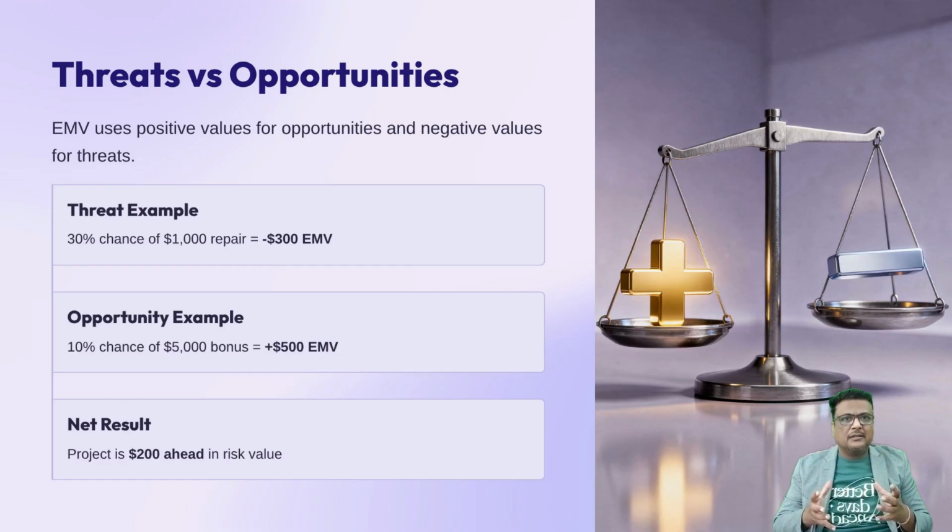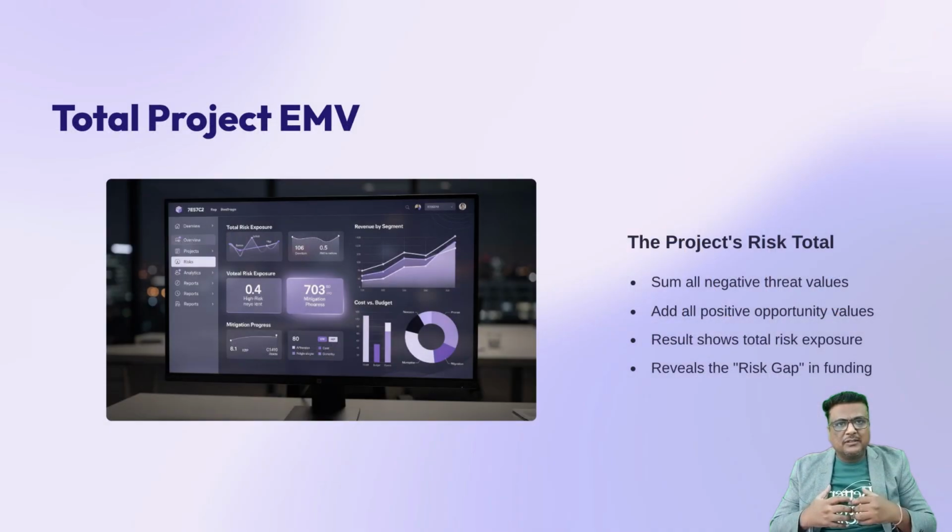But here is the catch. How do we combine all these different pluses and minuses into one final number for the whole project? That brings us right into our next step, total project EMV. This brings us to total project EMV and risk exposure. The book style definition refers to the sum of all EMV values for all identified risks, providing a single numerical value that represents the overall risk exposure of the project.